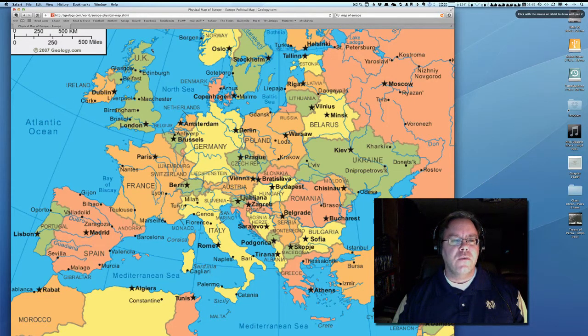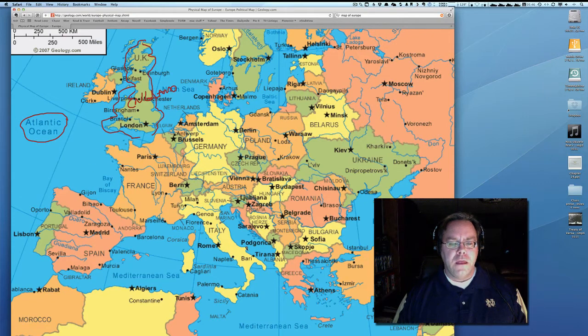Let's see. We'll start with England or Great Britain. Nowadays, we refer to this whole section as the United Kingdom, but there's England right there. Also, you need to know that the Atlantic Ocean is this big body of water here, off to the west of Europe. The other body of water that you're responsible for in the test is the Mediterranean Sea.